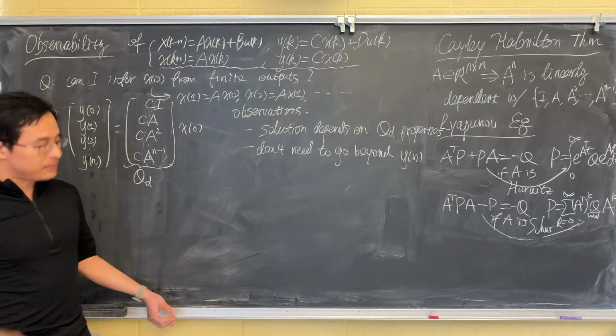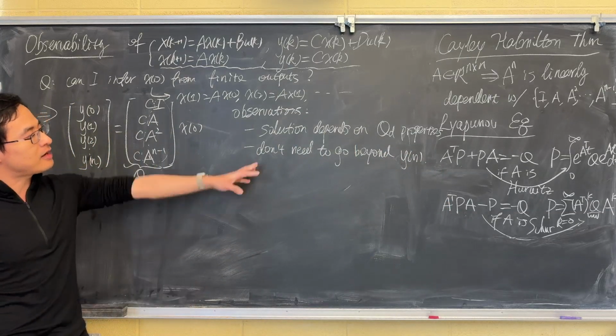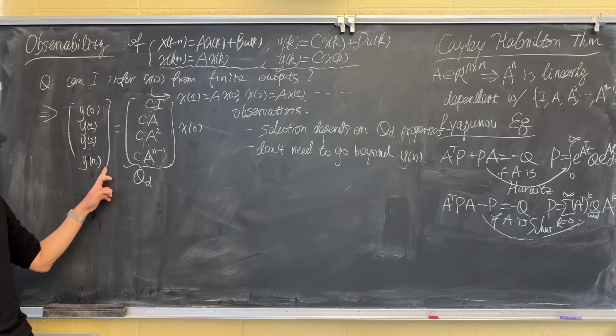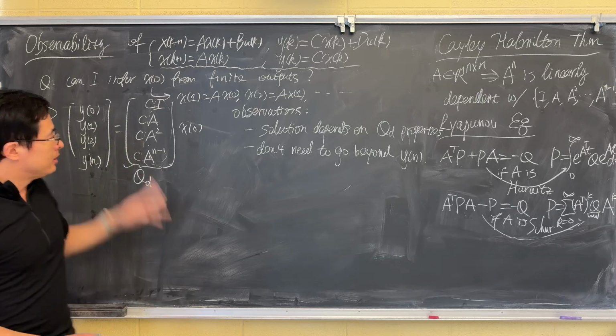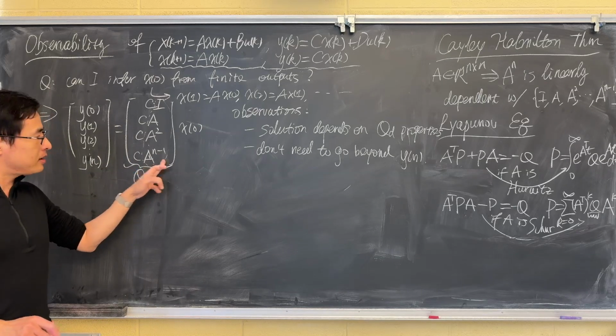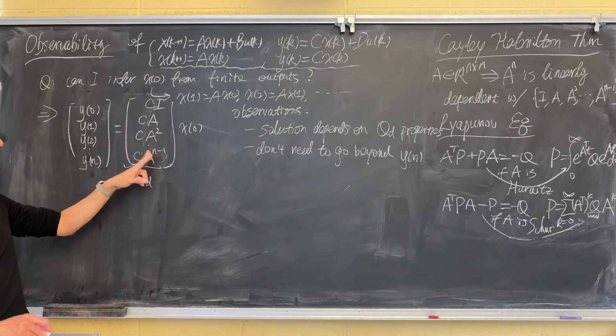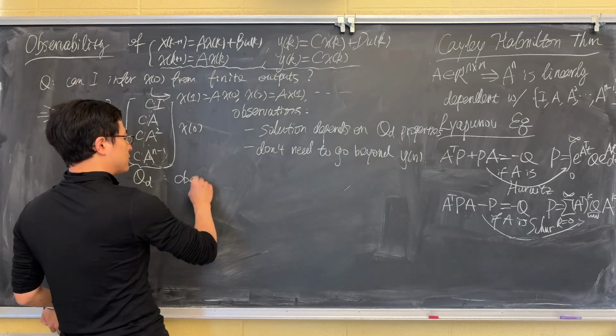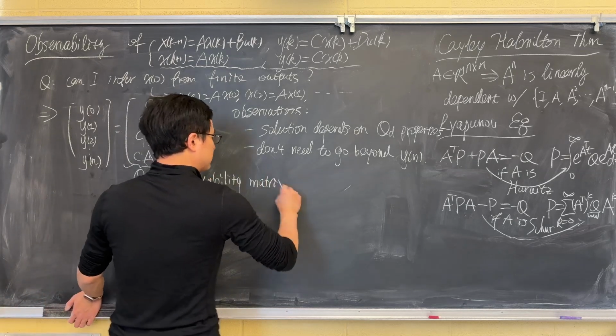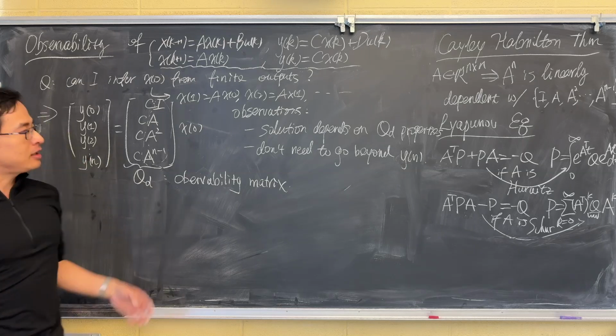So the solution depends on QD's properties, and we don't have to take a lot more measurements if the system dimension is n. And then when we pick the matrix to stop at CA^(n-1), this is called the observability matrix. Now let's dive a little bit deeper.